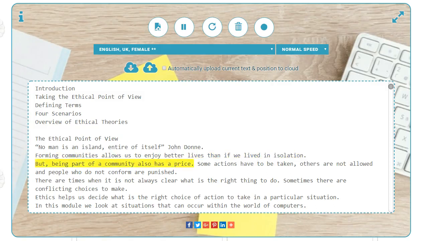But being part of a community also has a price. Some actions have to be taken, others are not allowed, and people who do not conform are punished. There are times when it is not always clear what is the right thing to do. Sometimes there are conflicting choices to make. Ethics helps us decide what is the right choice of action to take in a particular situation. In this module we look at situations that can occur within the world of computers.